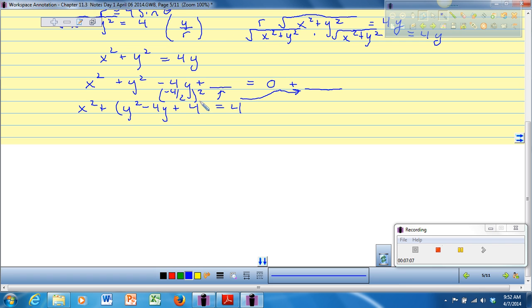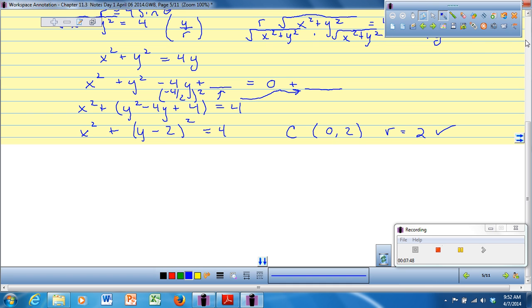Now I just need to rewrite that trinomial as a binomial squared. That is y, and what do we have in the binomial? Y minus 2, thank you. So I have x squared plus y minus 2 squared equals 4. And this is a circle whose center is where? 0, 2. And whose radius is 2. Check. That was a nice trip back in our memory.